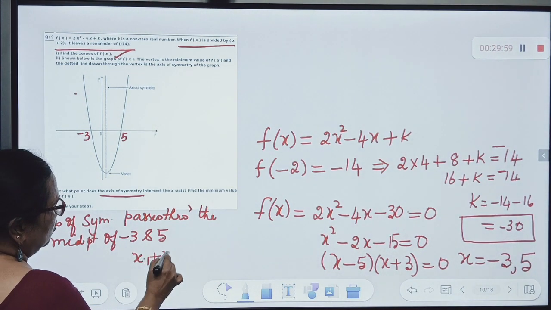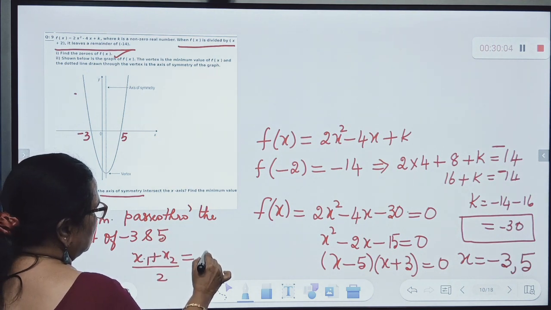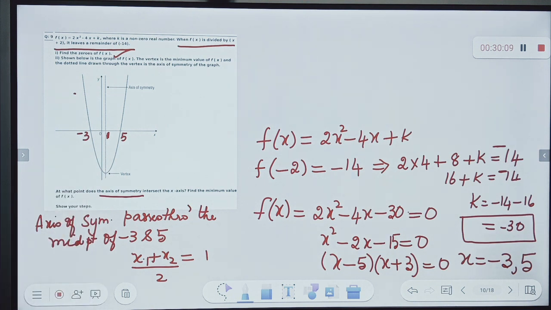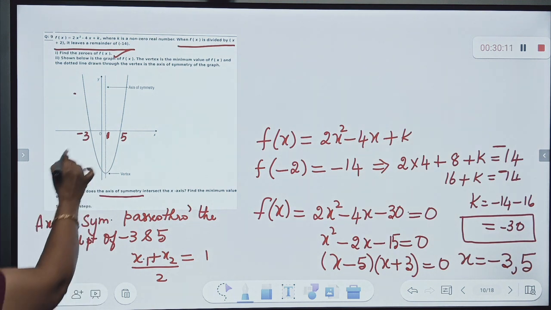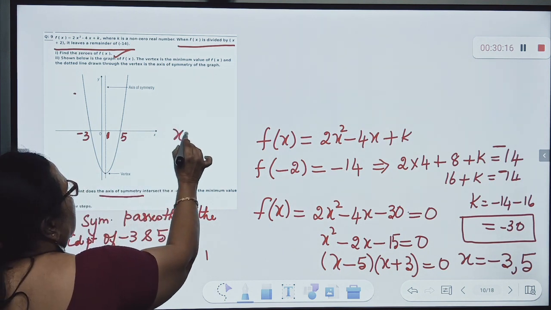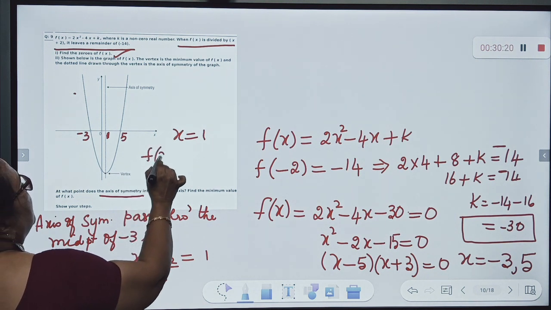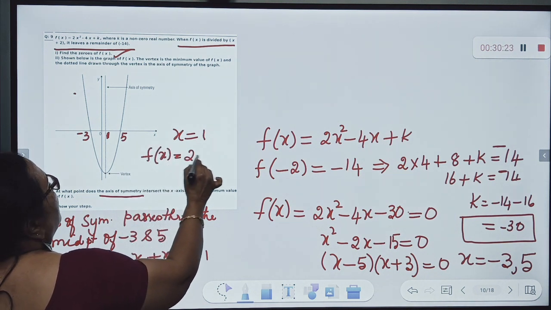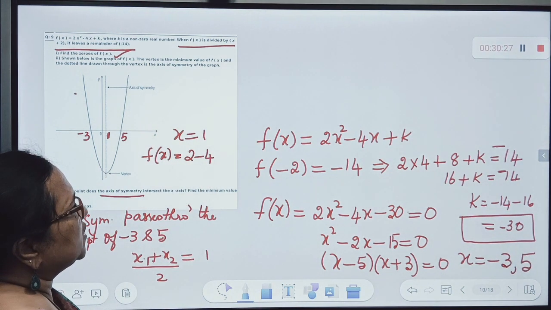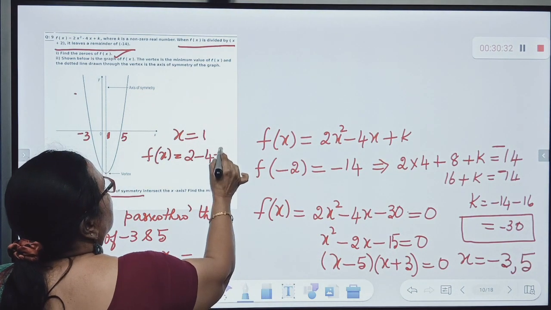So what is the midpoint? x1 plus x2 by 2, which is 5 minus 3, 2 by 2, which is 1. So this point is 1. Okay. So when x is 1, now what is this point, the vertex? When x is 1, what is f of x? F of x will be 2 minus 4 plus k. What is k? K is minus 30. 2 minus 4 minus 30.